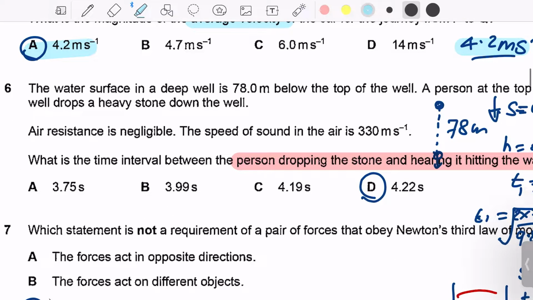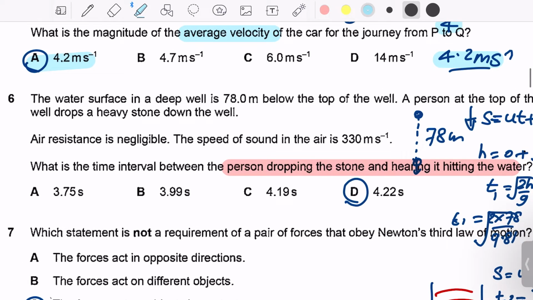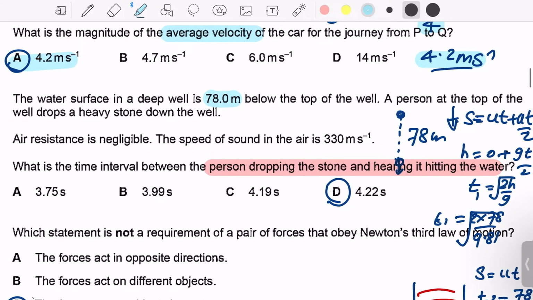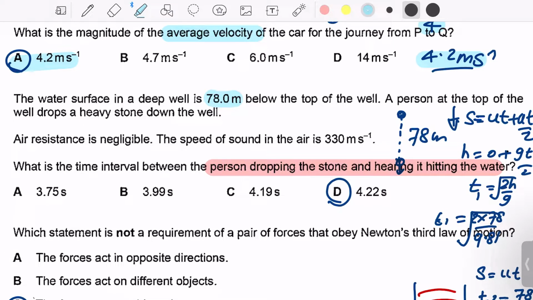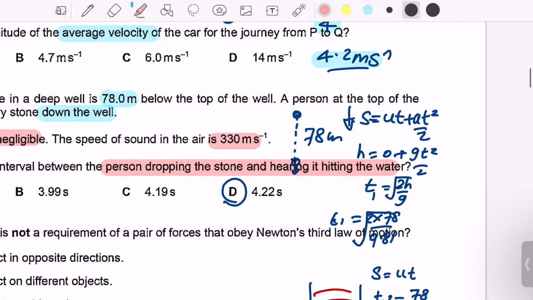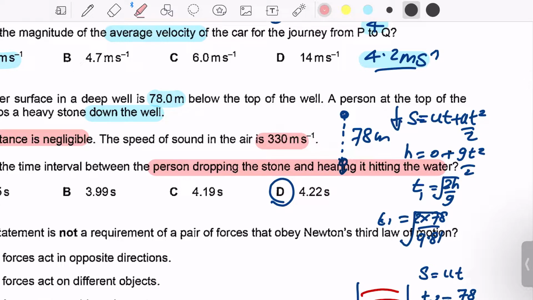Question number 6. The water surface in a deep well is 78 meters below the top of the well. A person at the top of the well drops a heavy stone down the well. Air resistance, that's very important, is negligible. You don't have to consider air resistance. The speed of sound is this much. What is the time interval between the person dropping the stone and hearing it hitting the water?